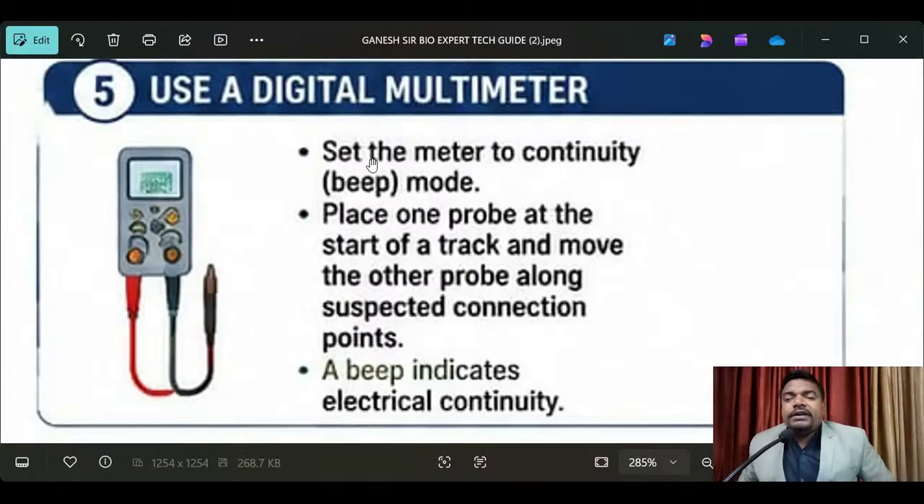And the fifth point: set the meter to continuity beep mode, place one probe at the start of a track, and move the other probe along suspected connection points. A beep indicates electrical continuity. PCB tracing is not an easy job. It is a challenging job, and you should have the capability and that much knowledge.